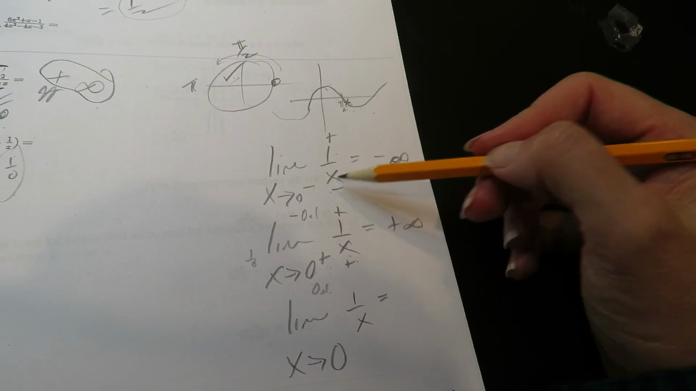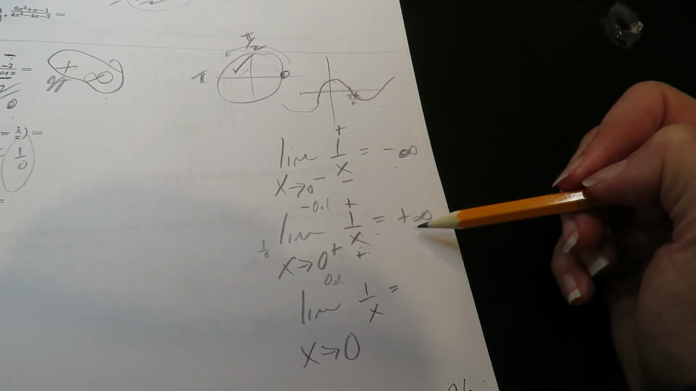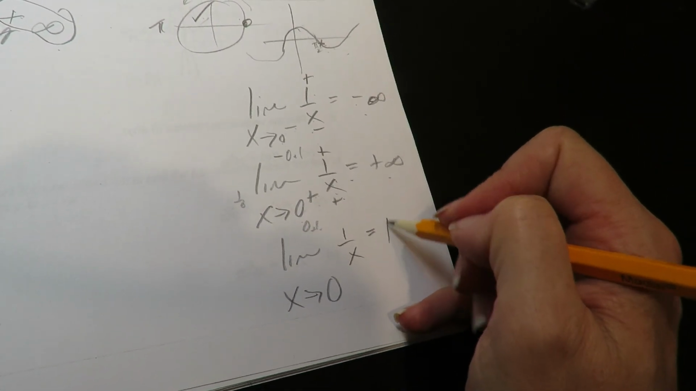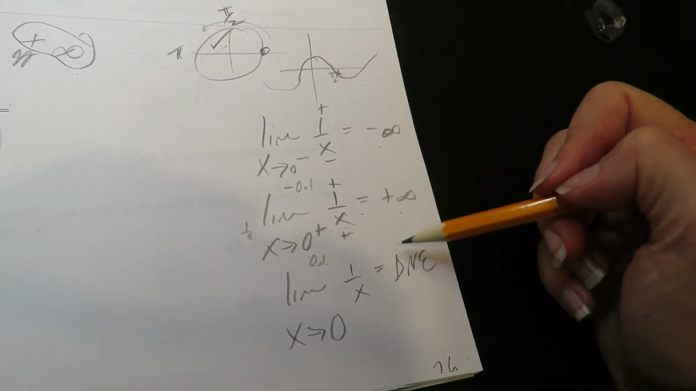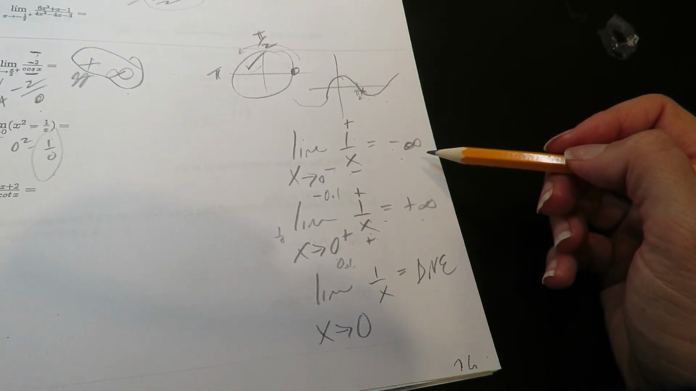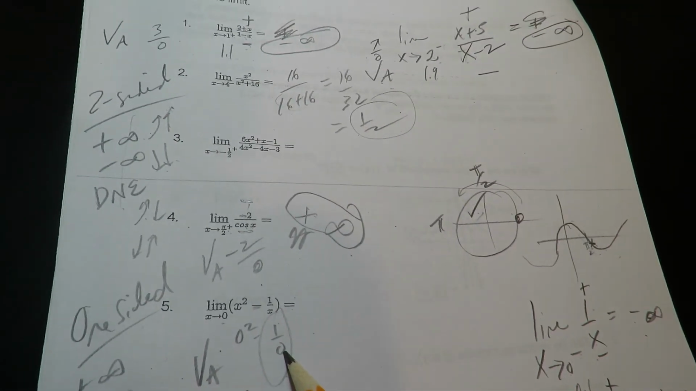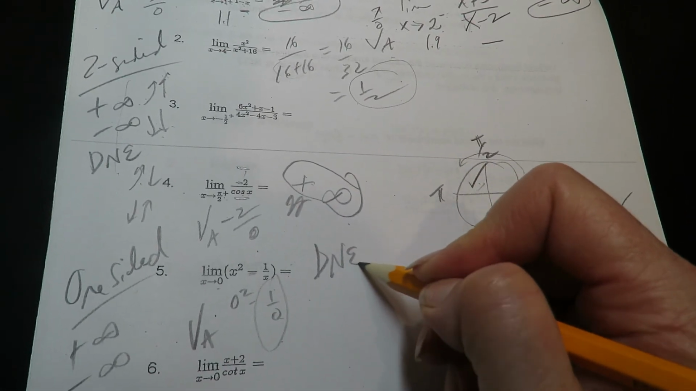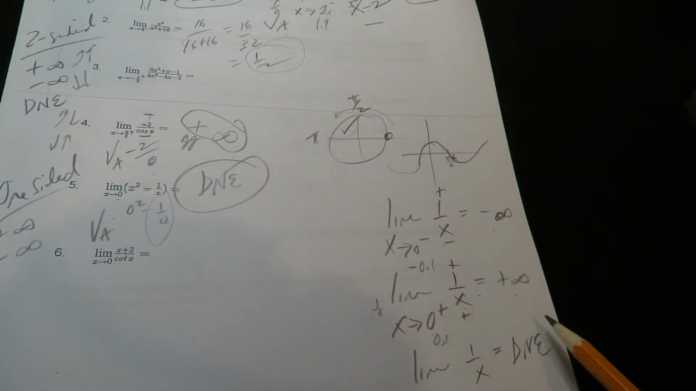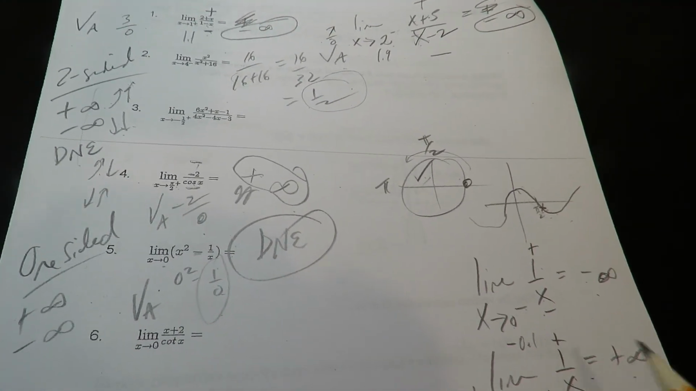Now, since coming in from the left is negative infinity and coming in from the right is positive infinity, that means the two-sided limit is DNE because they're going in opposite directions around this. Okay? So the best you can write for this is DNE. You can't specify an infinity here.